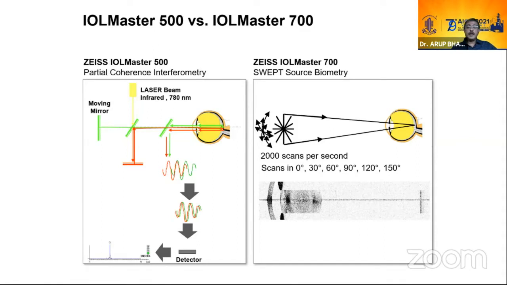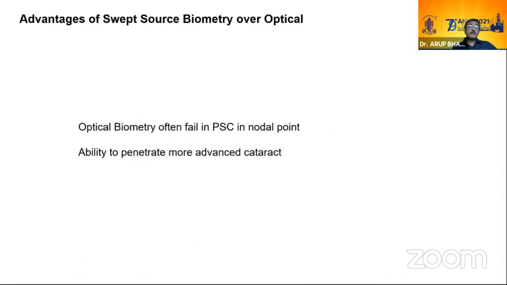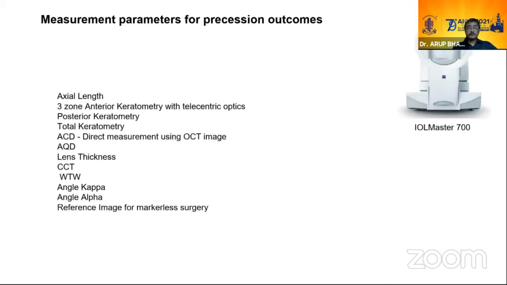Almost every angle. So what is the problem of conventional biometry? Conventional biometry often fails if there is a PSC, posterior subcapsular cataract, in the nodal point, or it is unable to penetrate most advanced cataracts. Whereas swept-source biometry can penetrate even very mature cataracts where I never expected to get biometry previously. So what is the IOLMaster 700 giving?